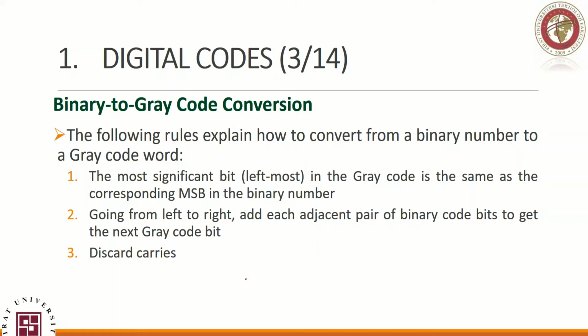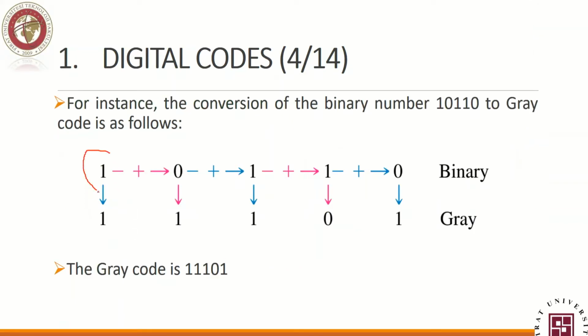So what does it mean? Let me show you. We have a number here. This is the MSB of the binary. And in order for us to convert it to gray, the MSB of the binary will be the first number from left to right here. We are starting from left to right. All right. No change. The MSB of the binary is the first number of the gray. I wouldn't say MSB of the gray because we don't have weights for gray codes.